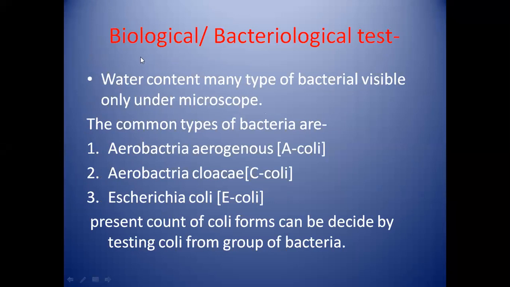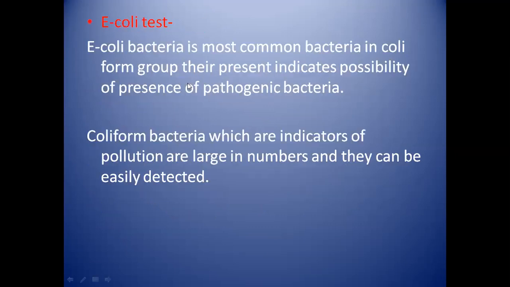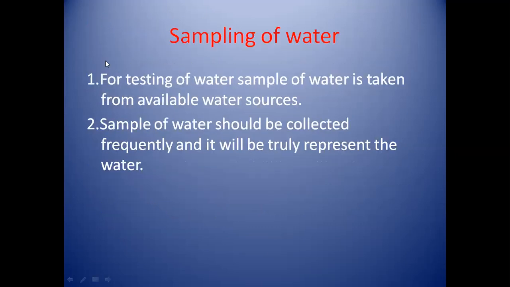Then the next test is the biological or bacteriological test. There are 3 common types of bacteria. First is Aerobacter aerogenes, that is A. coli group. Second, Aerobacter cloacae, that is C. coli group. Third is Escherichia coli, that is E. coli group. Then 3 tests are taken to find out the bacteria. First is the coliform index, second is the total count test, third is the E. coli test. Then we saw the sampling of water.